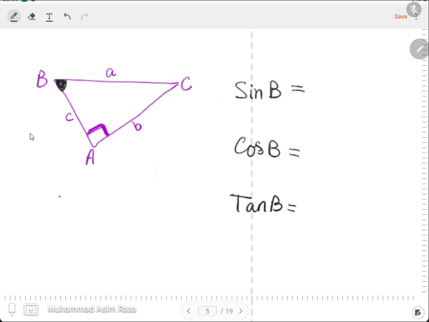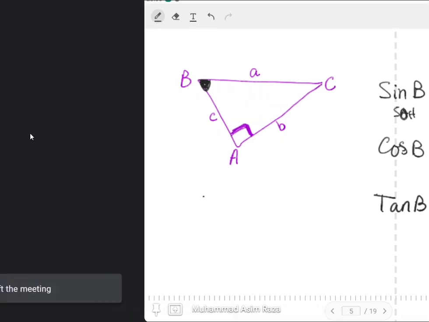It is not necessary that every time he will be giving you theta. So sine B will be like this one. You know that sine means SOH, opposite over hypotenuse. So opposite of B is small b over hypotenuse, which is A.